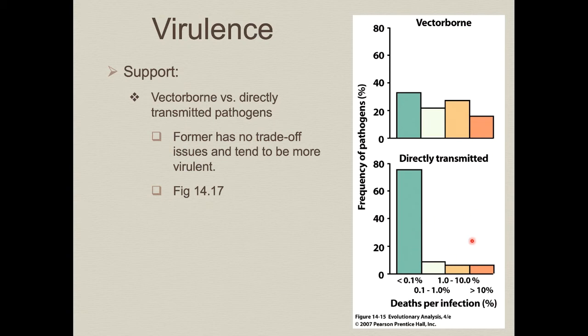However, if you look at directly transmitted pathogens, you see a much higher frequency of those showing very low virulence. Again, here they're having to balance the health of their host for longer so that they can go out and be social and have the potential to meet other potential hosts directly.